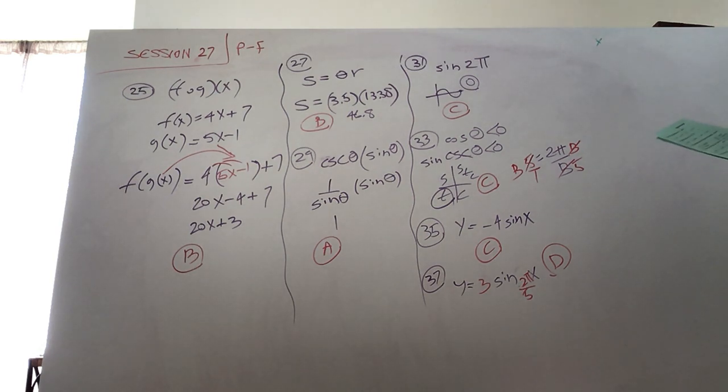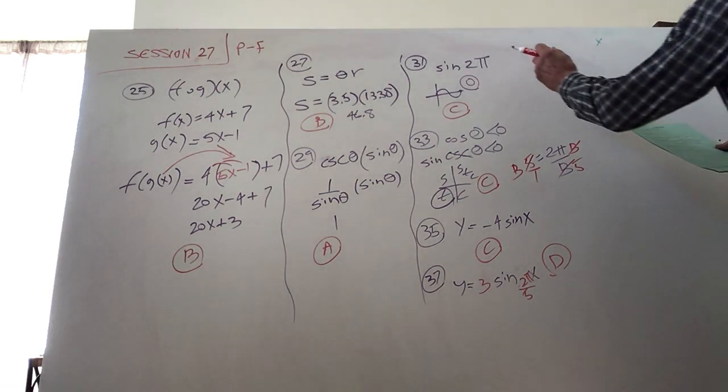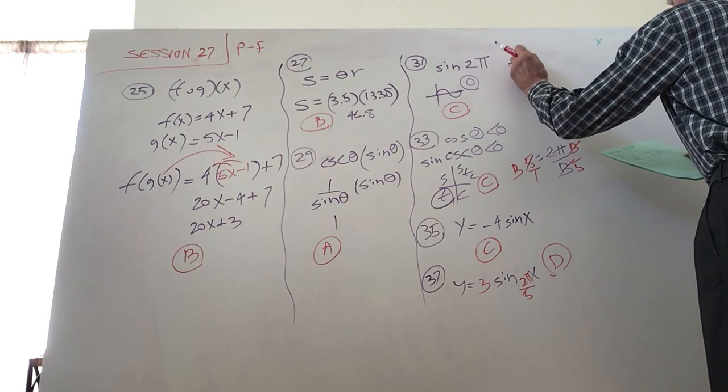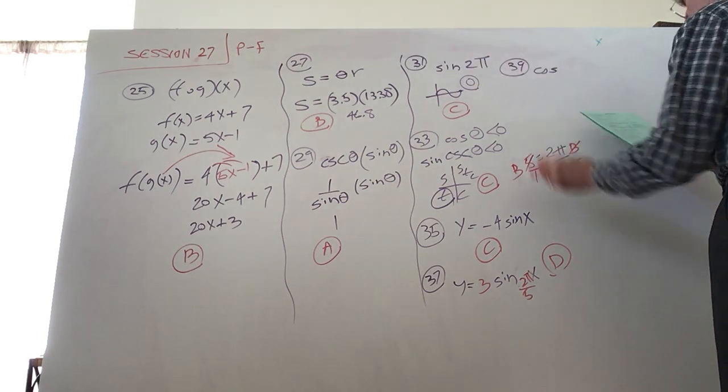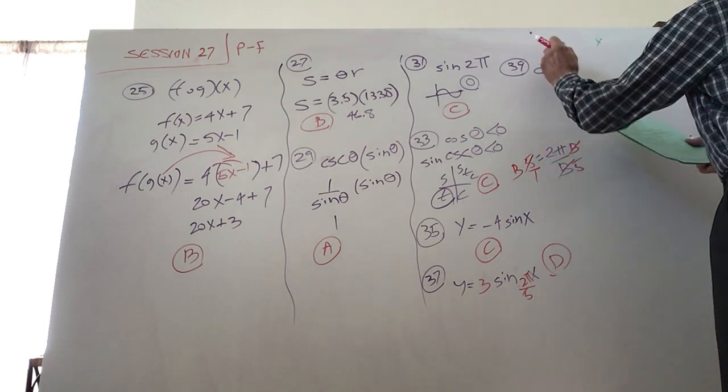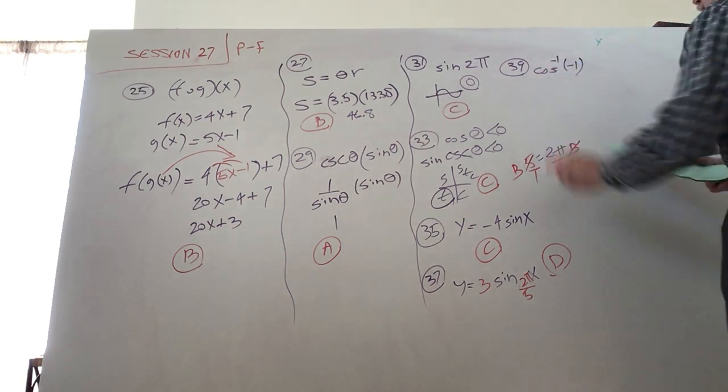Last one, I'm going to try to fit in at the top here, so we don't have to go back and spend time erasing the entire board. Number 39 says you want to find the exact value of the inverse cos of -1.